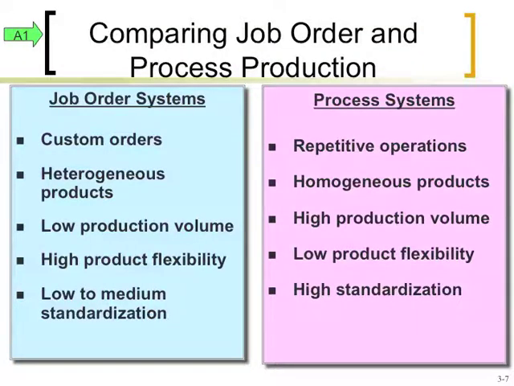In a job order system, again, it's custom orders versus repetitive mass production. It's low production volume as opposed to high volume. It's a high degree of product flexibility and customization. For example, an automobile. It's pretty hard to find two vehicles on the road today that are identical. They may have the same color paint, but once you get inside and you look at all of the different option packages that are available, it's pretty difficult to find two that are exactly identical. So we need high product flexibility with a job order system.